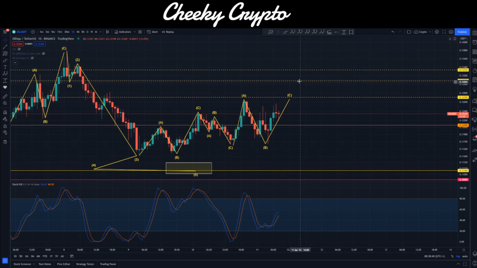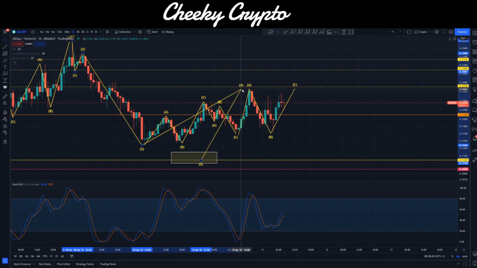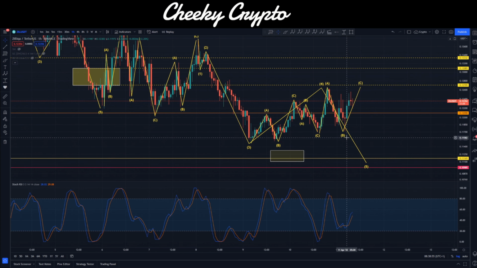So again, ABC moving up. We might come up a little bit higher, we might just push past that resistance a little bit. But for the most part, that is looking pretty much where we would expect it to go. So I'm going to pop that fourth wave there, and then I'm going to move the fifth wave out of the way for a sec, right?